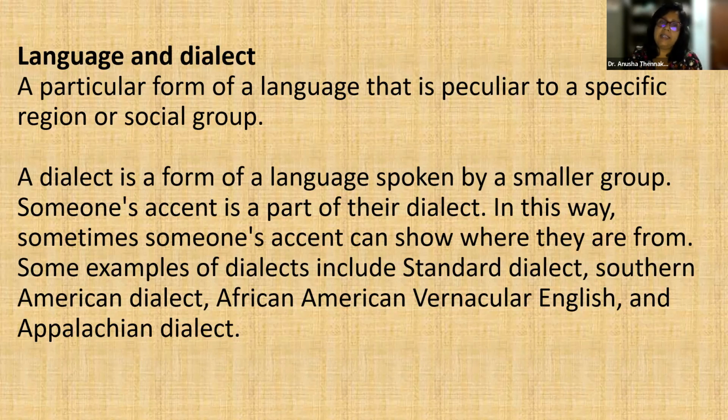Someone's accent is a part of their dialect. So within Sri Lanka, we can understand dialect very easily. The language used by Kandyans, I mean the Sinhala language, Kandyan Sinhala, and Southern Sinhalese is totally different. Even in Kurunegala and Anuradhapura, the language is totally different.